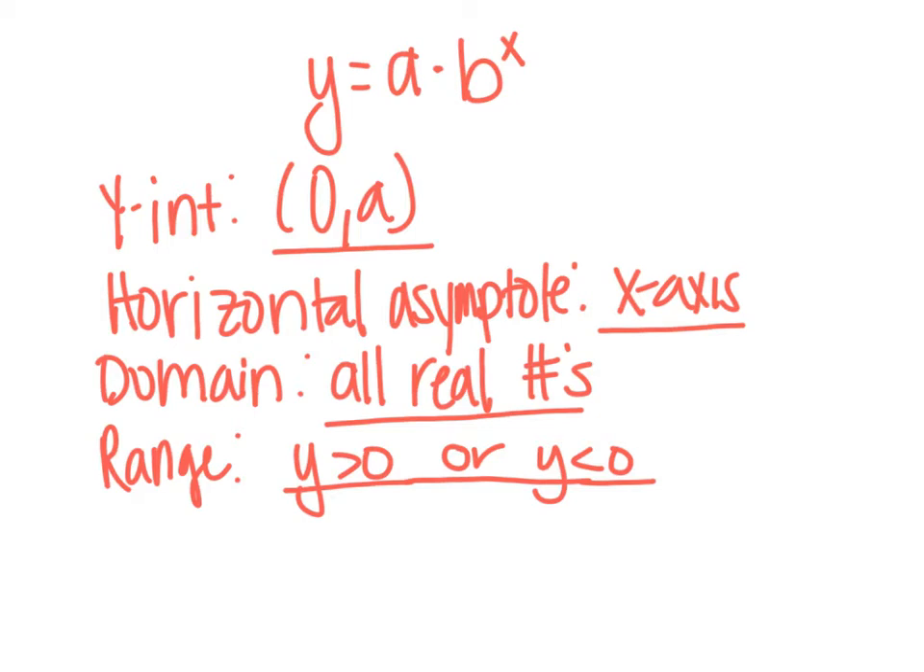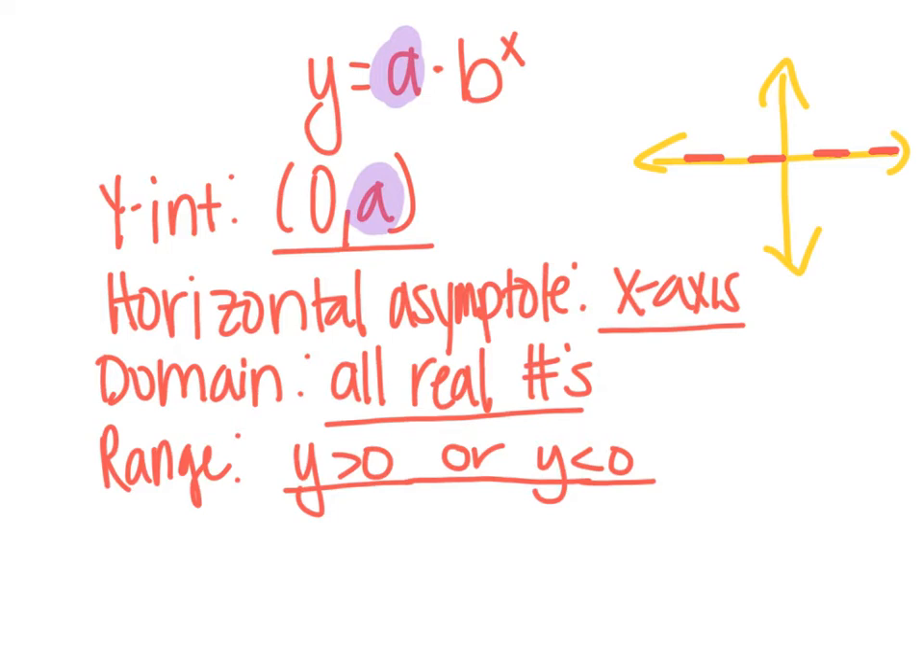Whatever a is, this number here in front, is always my y-intercept. It's always (0, a). My horizontal asymptote, which is the imaginary line that the graph gets really close to, is always the x-axis. So when you have a graph with an x and a y-axis, remember there's an imaginary line here. We draw a dashed line to represent it, that it's not a real line. It's fake. It's getting really close to that.